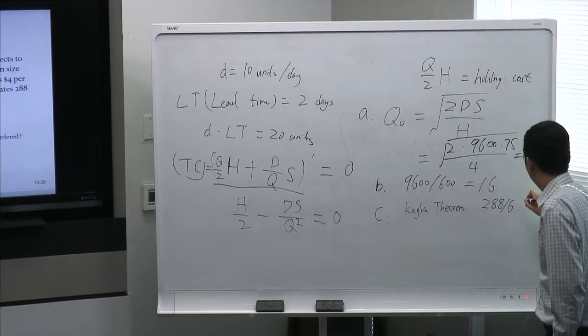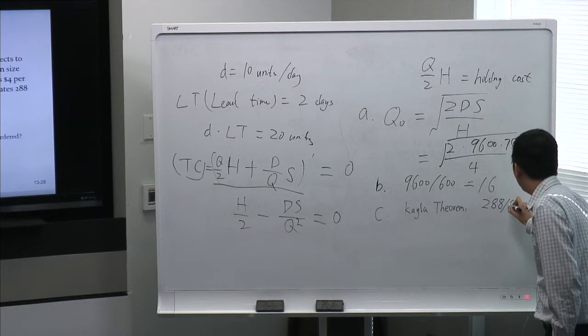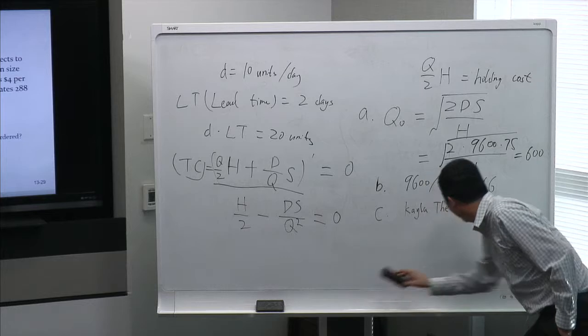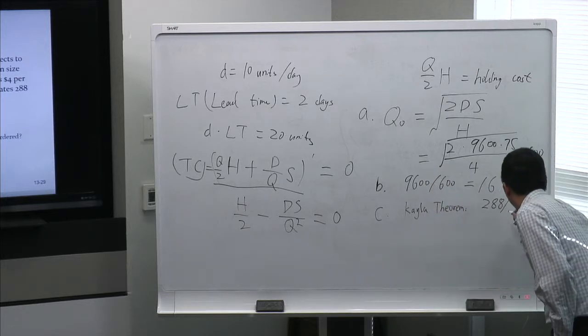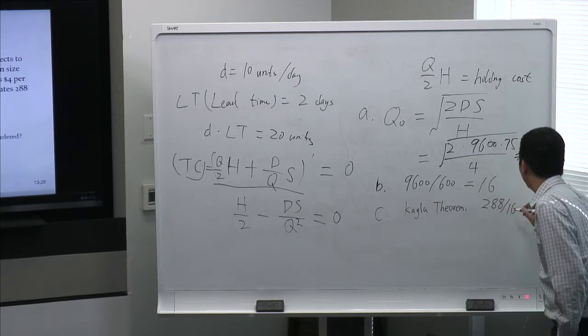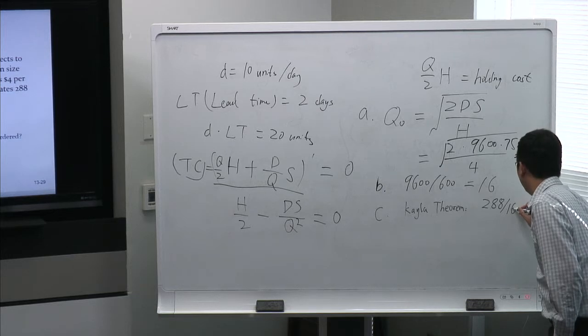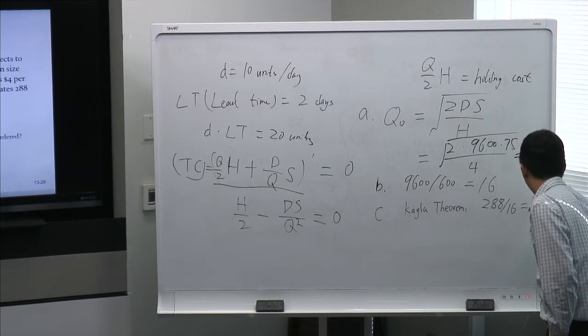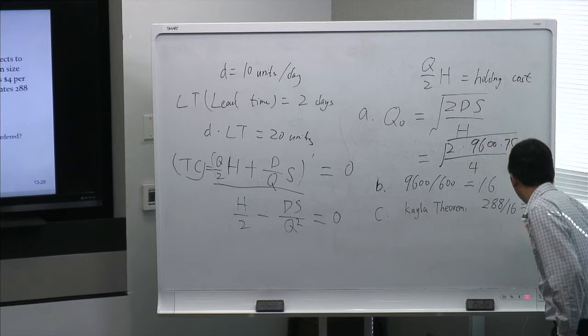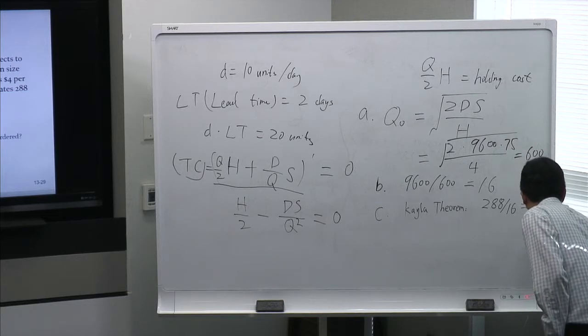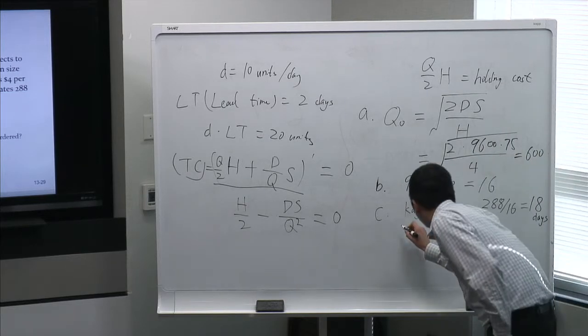Quantity. 16, not 6. 16. That's a B, not A. Yeah, B. Sorry. Yeah, you place 16 orders. You have annual operating days 288. So every 18 days you place an order. Very good. Yes.